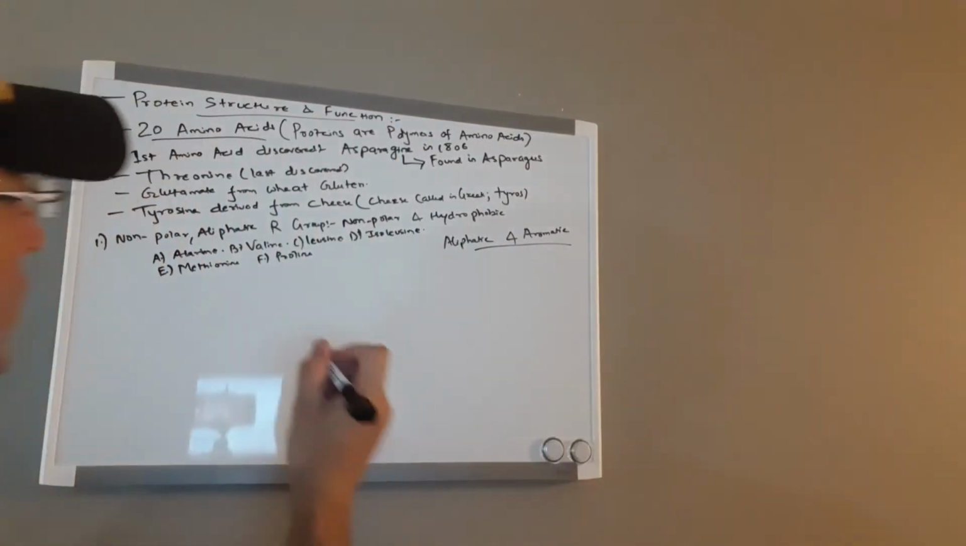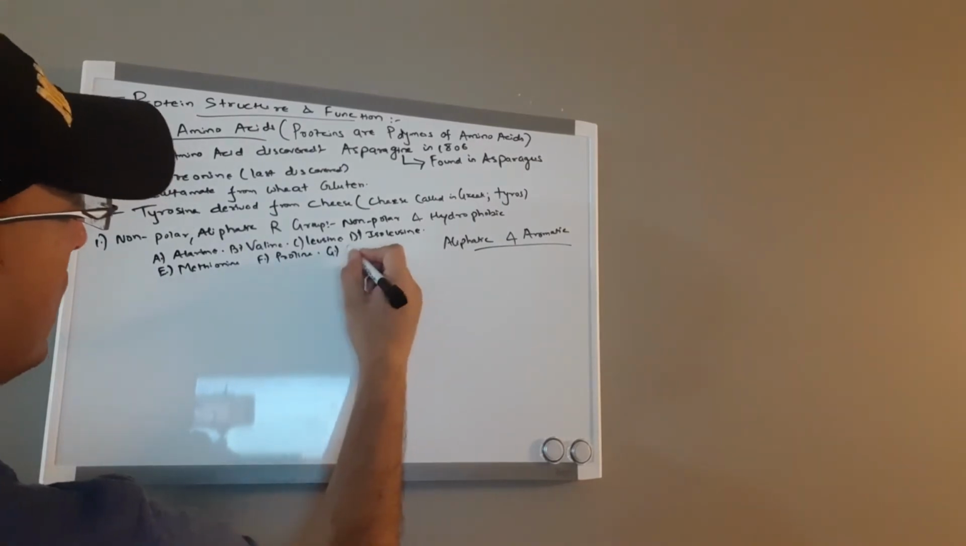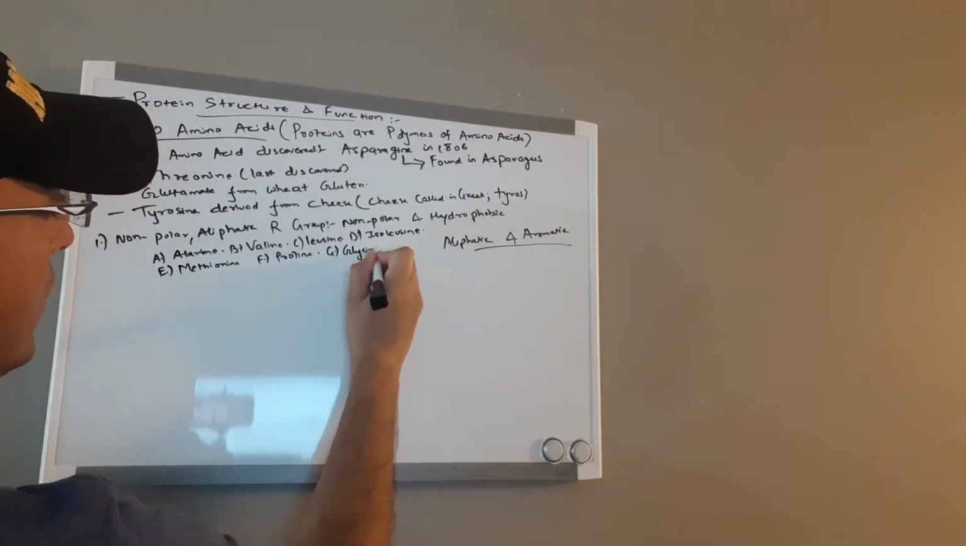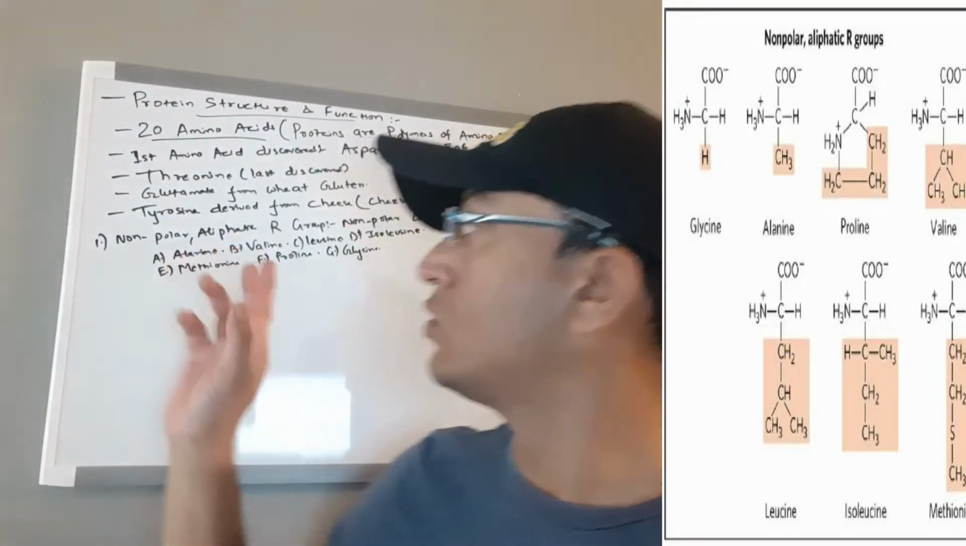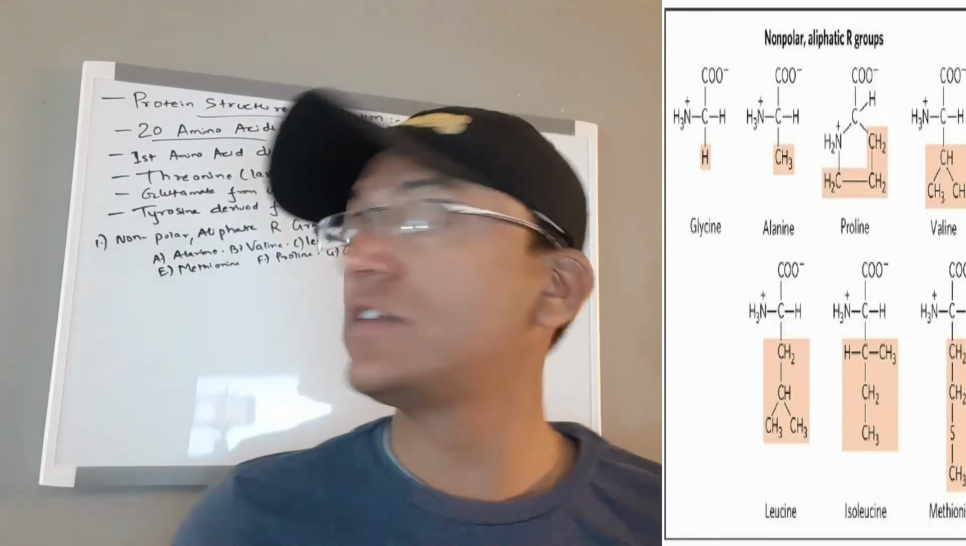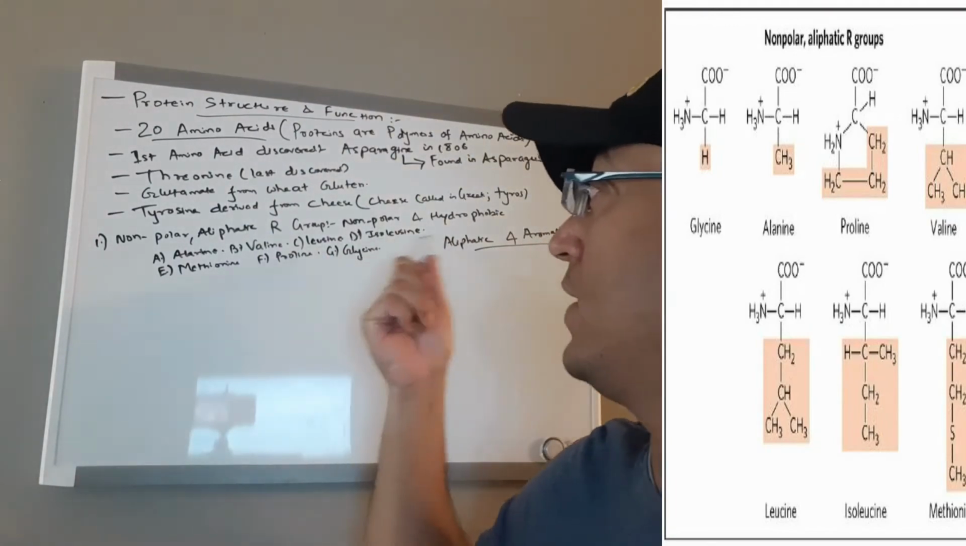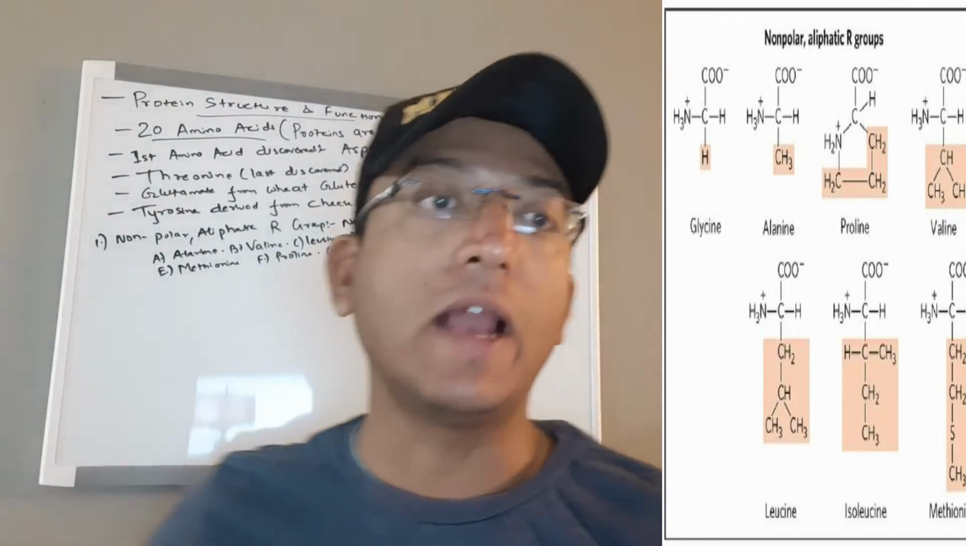And there is one more. That is glycine. Alright, so this group contains 7 amino acids: alanine, valine, leucine, isoleucine, methionine, proline, and glycine.